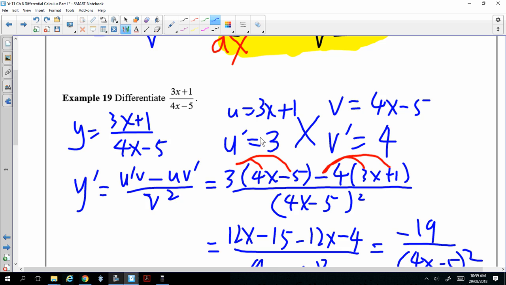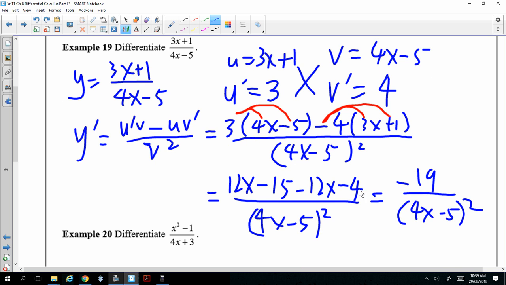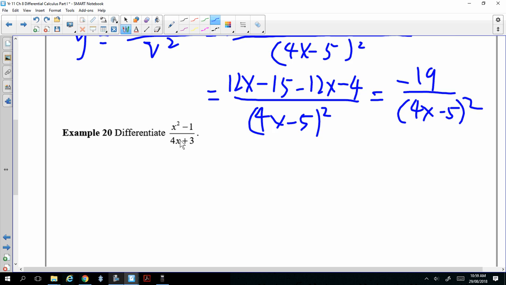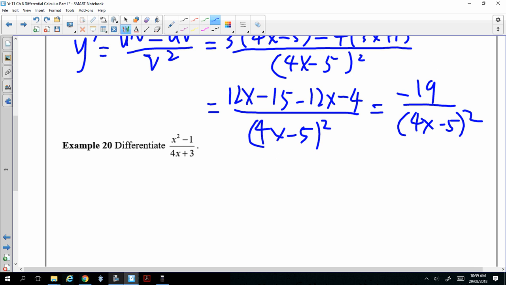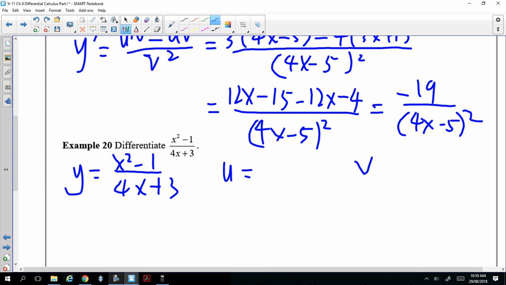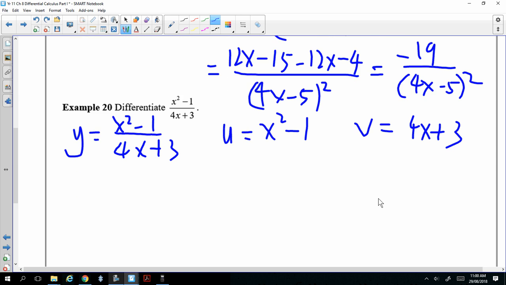Yeah, that's the derivative. Okay, let's move on. Can you try the next one? And write down what u is. Write down what v is. u must be the numerator. v must be the denominator. Have a try. I think you can finish very easily. Quotient rule.